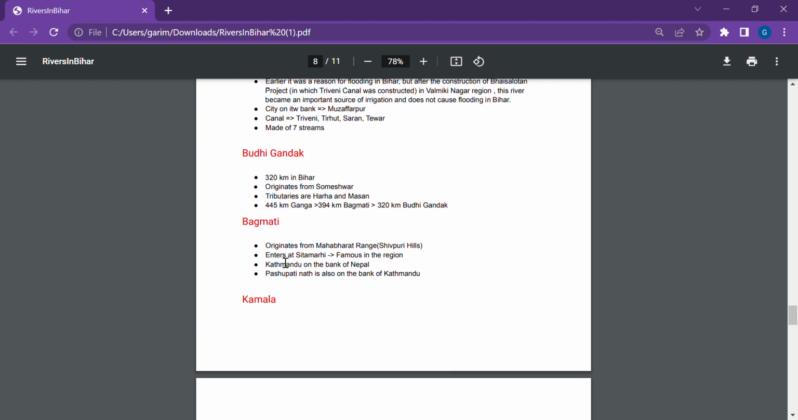Next one is Baghmati. It originates from the Mahabharat range, Shivpuri hills, which is in Nepal. It enters at Sitamarhi and it is quite famous in that region. Kathmandu is on the bank of the Baghmati river. Pashupatinath, which is a very important temple, is also on the bank of the Baghmati in Kathmandu.